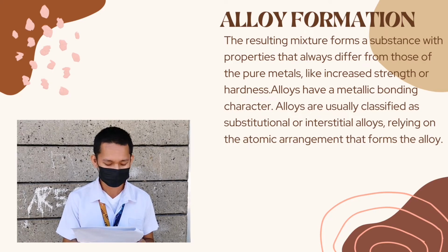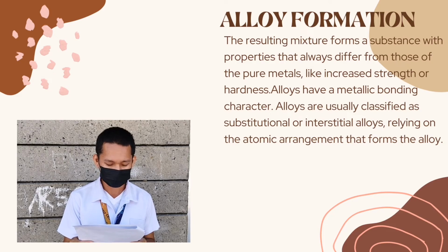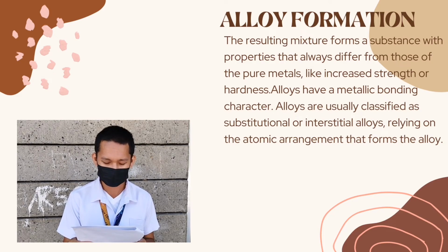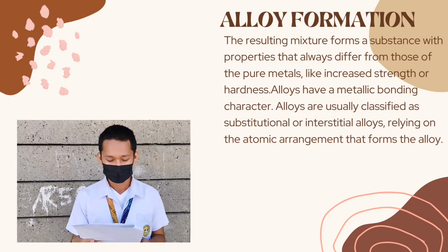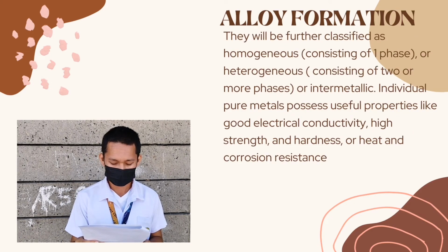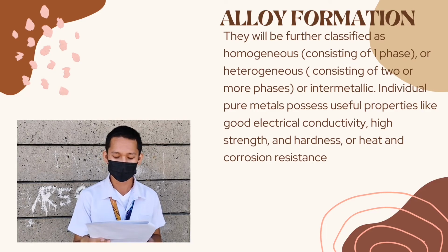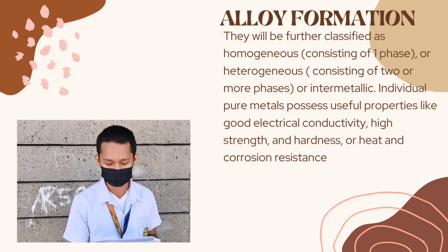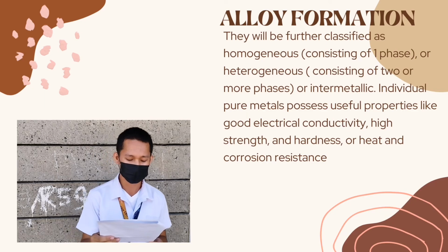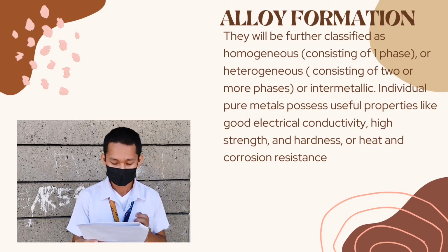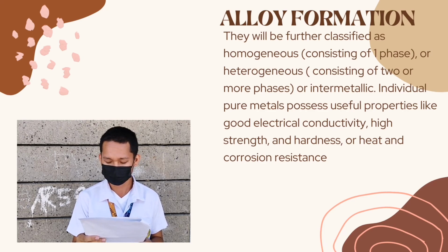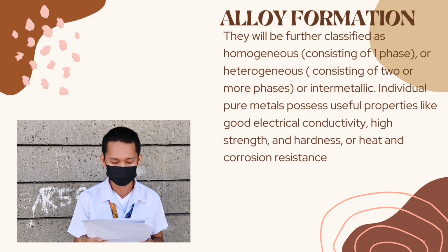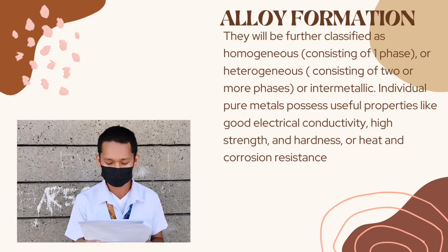Alloys are usually classified as substitutional or interstitial alloys, relying on the atomic arrangement that forms the alloy. They can be further classified as homogeneous mixtures consisting of one phase, heterogeneous mixtures consisting of two or more phases, or intermetallic. Individual pure metals possess useful properties like good electrical conductivity, high strength and hardness, or heat and corrosion resistance.